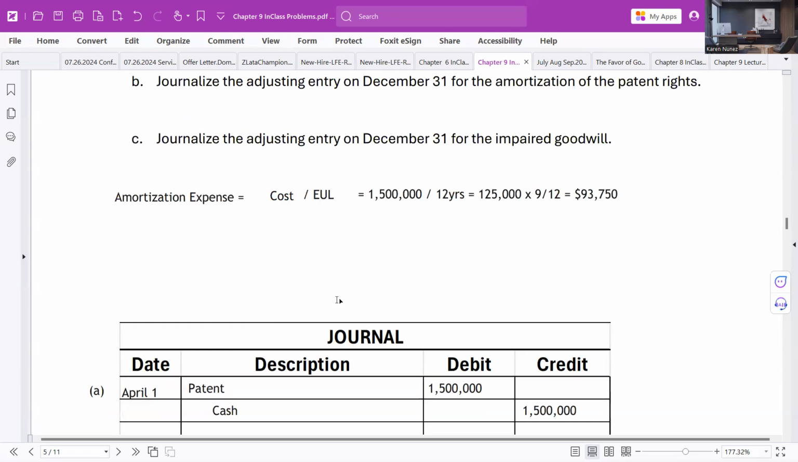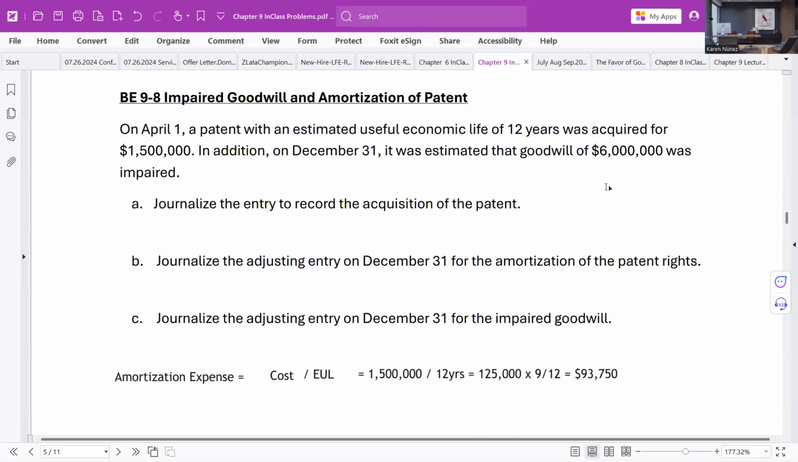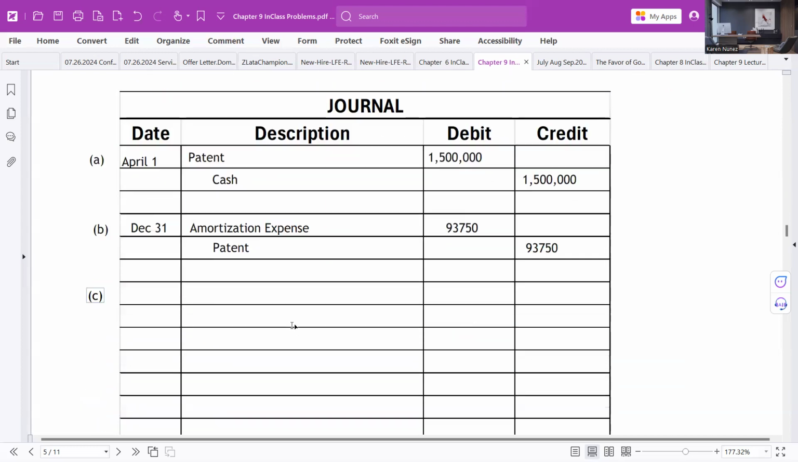And then the last thing we need is, in part C, the adjusting entry for the impairment of goodwill. $6 million worth of goodwill was impaired. And we know we can't recognize all of that as an expense. We can't go back and turn the tables, but what we can do with goodwill is, if there's a loss, we want to recognize it as soon as we know there's a loss.